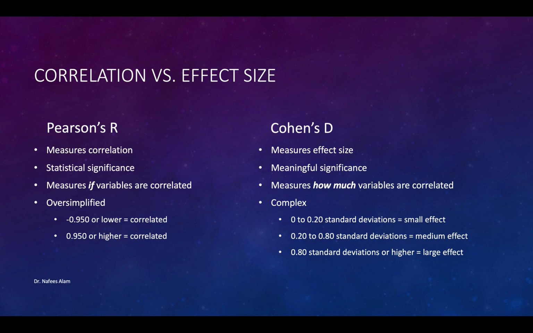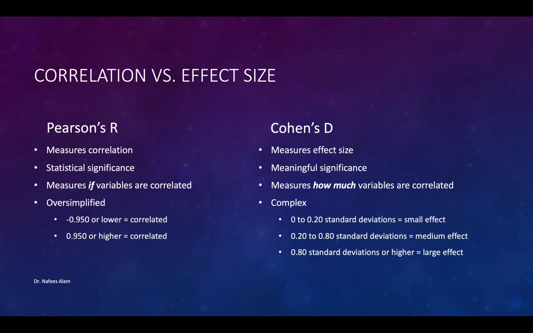Cohen's d, on the other hand, measures effect size. It measures meaningful significance. There's a difference between statistical significance and meaningful significance. You can have statistical significance without meaningful significance. You could also have meaningful significance without statistical significance. Sometimes you might see meaningful significance phrased as clinical significance, depending on your discipline. Cohen's d measures how much variables are correlated, whereas Pearson's R measures if variables are correlated. Cohen's d measures how much that correlation actually is.